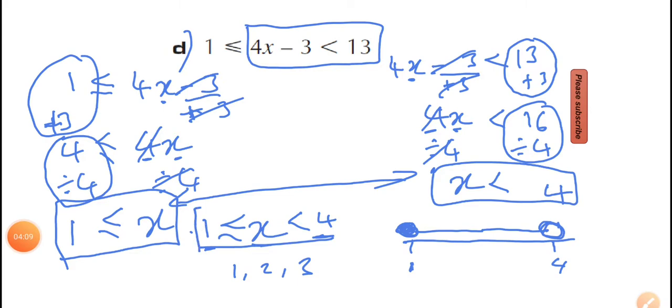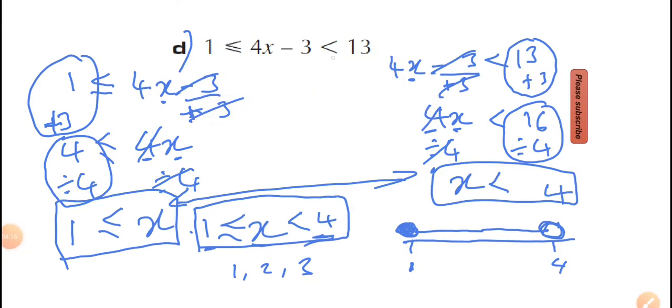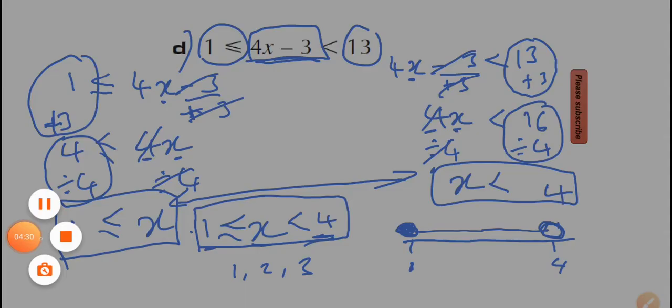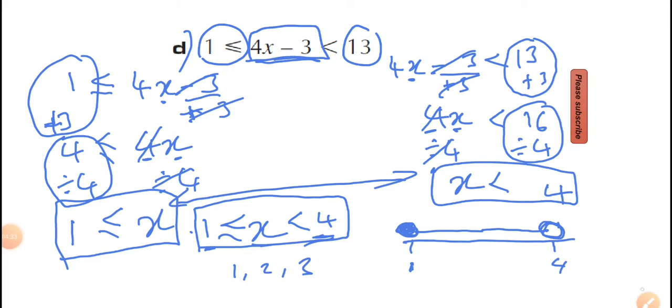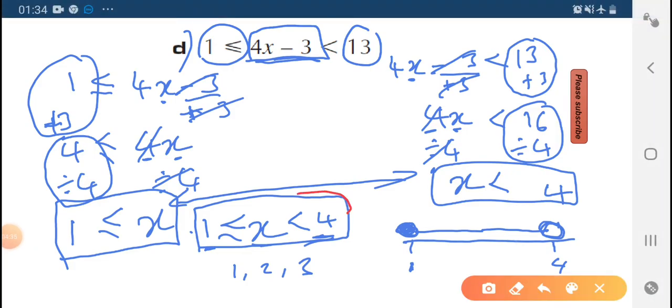So remember, this is the final answer here. But this time, remember, x had two bits of condition. First bit was that this bit here has to be greater than this bit. Then the second condition was that this bit has to be less than 13. And that's why in our answer, we have two bits of the answer as well. So this side tells us that x has to be less than 4, and this bit tells us that x has to be equal to or greater than 1.